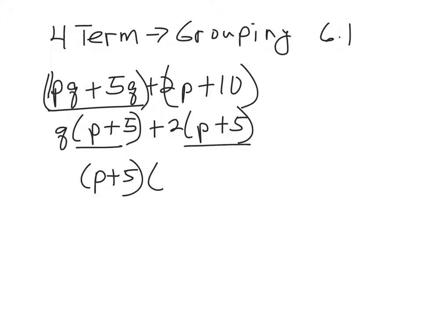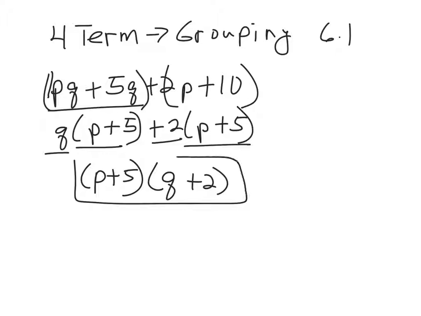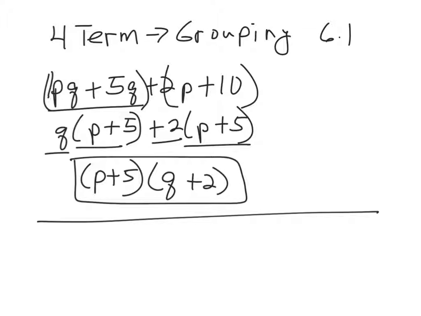The other factor in my answer comes from what's outside the parentheses, which I have a Q over here and a plus 2 here. So what we're trying to do is get those 2 parentheses to match up so that we can make this last move and end up with P plus 5 times Q plus 2.